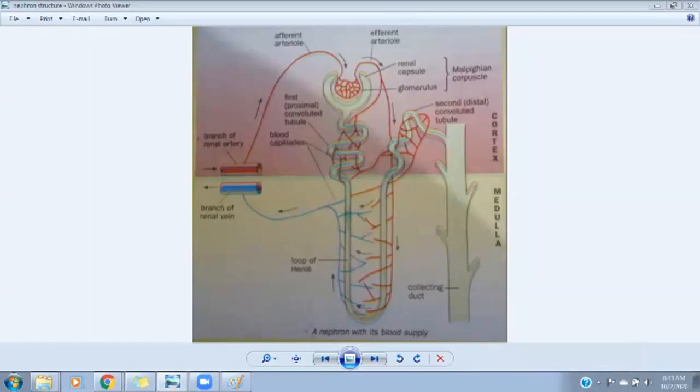Zunair, nephron is not a cell of the kidney. It is a structure present in the kidney that is responsible for urine formation.